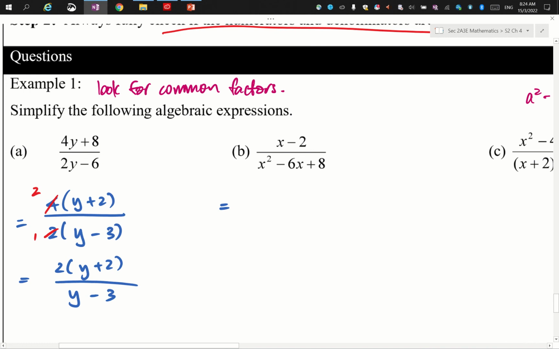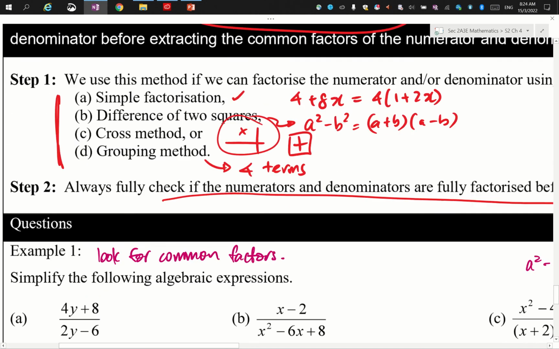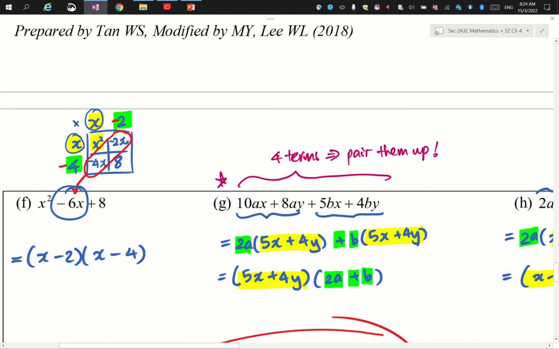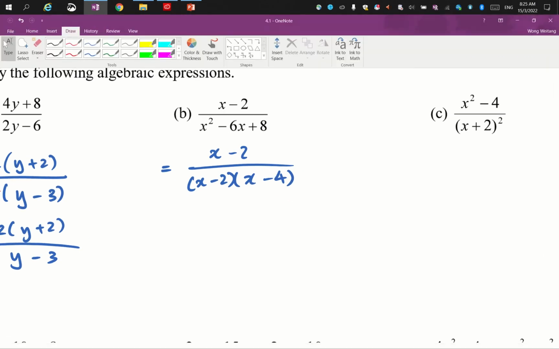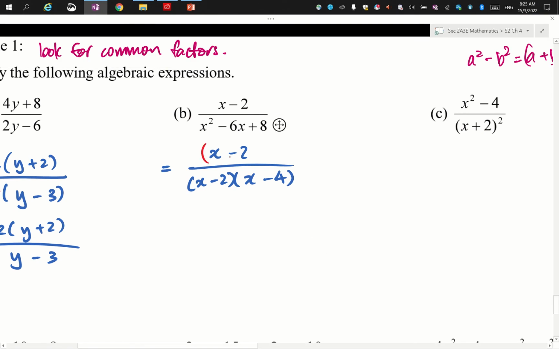Now in part B, x minus 2 numerator cannot be factorized any further. Now x squared minus 6x plus 8, we did that earlier on. X squared minus 6x plus 8, we get x minus 2, x minus 4. X minus 2, x minus 4. So factors that are common, this can be written as 1 times of x minus 2. So x minus 2 is the common factor, leaving us with 1 over x minus 4.